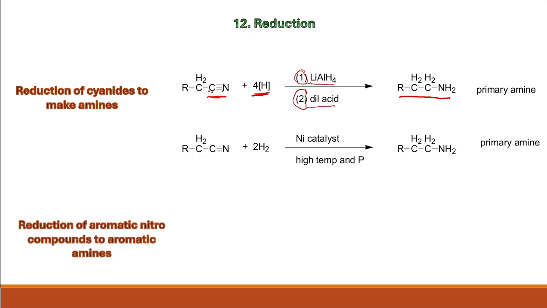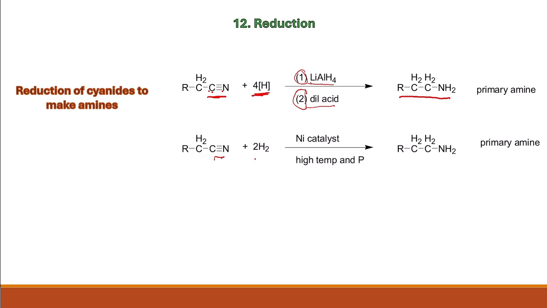Another example is that cyanide can also be reduced using hydrogen molecules with a nickel catalyst under high temperature and pressure, which will give you the exact same product, the primary amine. This reaction is preferred in industry because lithium aluminum hydride is quite expensive, and the use of the nickel catalyst and hydrogen is cheaper than using lithium aluminum hydride.